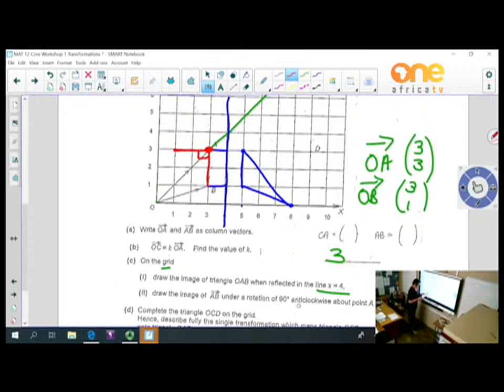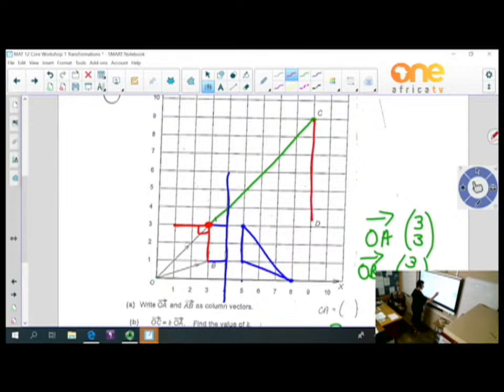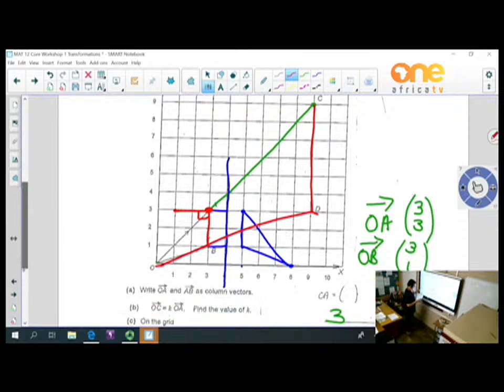And then they say, complete OCD, where the scale factor of the enlargement is 3 and the center is 0, 0. Now we already have OC, and you can just join the points there. So now we just draw D, and this must be joined with O. So there's your enlargement on that one.